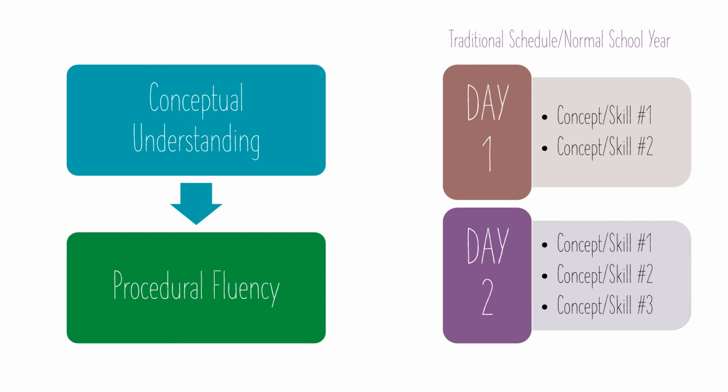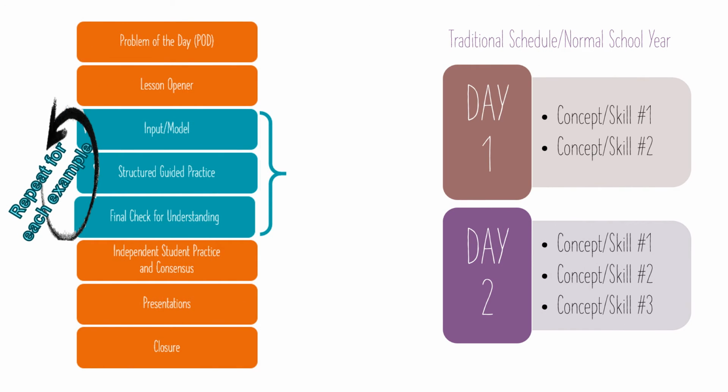As an example, let's look at 2 lessons that build from conceptual understanding the first day to procedural fluency the second day. Each lesson has a set of concepts or skills. Now we will look at how you might merge 2 days of traditional lessons into this year's 75-minute block.